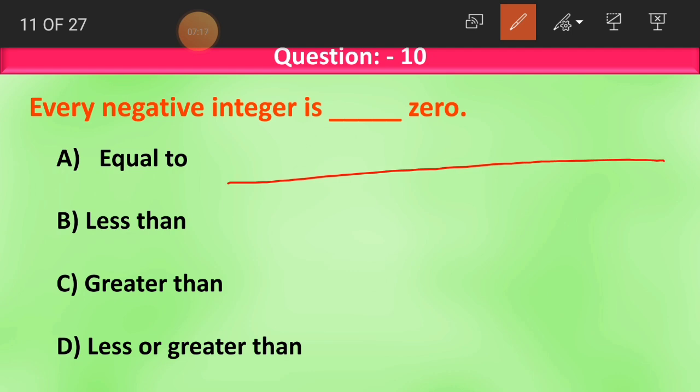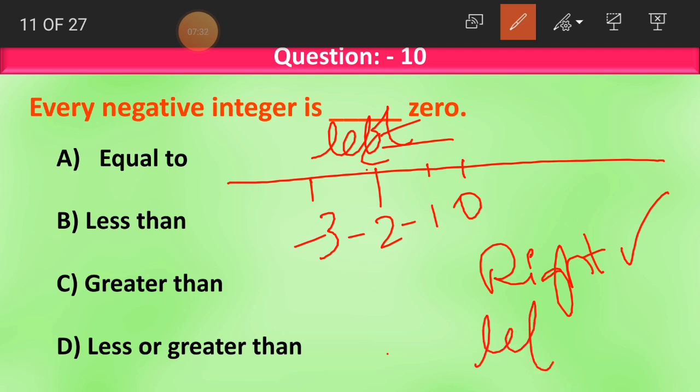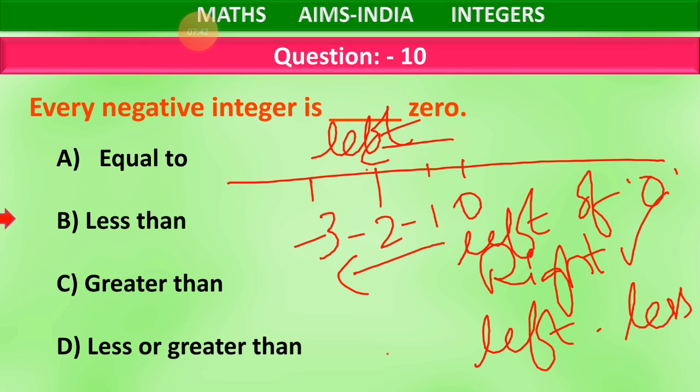Let us take the number line. We have 0 here. Then we have negative integers to the left side. Remember the rule I said? The number on the right side is greater. The number on the left side is less. So, as negative integers are to the left of 0, we can say that every negative integer is less than 0. Understood? All the negative integers are to the left side of 0. So, every negative integer is less than 0.